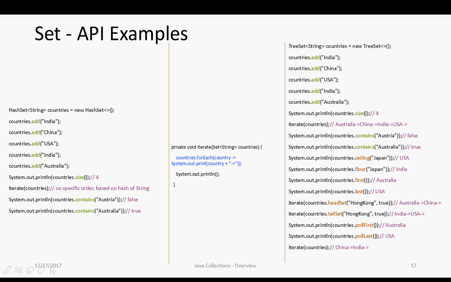Headset is going to be similar to whatever. If I would have got Hong Kong over here, this is the place where Hong Kong would be. If I would say headset, I would get Australia and China. If I would say tailset, all that comes after India, USA is going to be the output, and it's going to return you a set. Poll first and poll last delete the first element, that is Australia, and the last element, USA, and hence we will be left with China and India. That too is going to be in a natural sorted order as per whatever is defined in string.